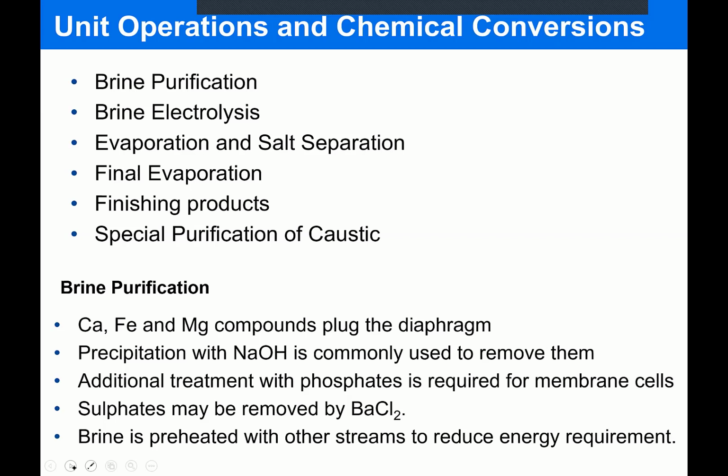That can be achieved by precipitation with sodium hydroxide to remove the hydroxides of these metals. And sometimes additional treatments with phosphates are required, especially for membrane cells, because as we said, it requires much more pure starting materials. Sulfates can be removed by adding barium chloride solution to precipitate sulfates as barium sulfate and separate them. And then you need to preheat the brine solution to reduce the energy requirement during the production.